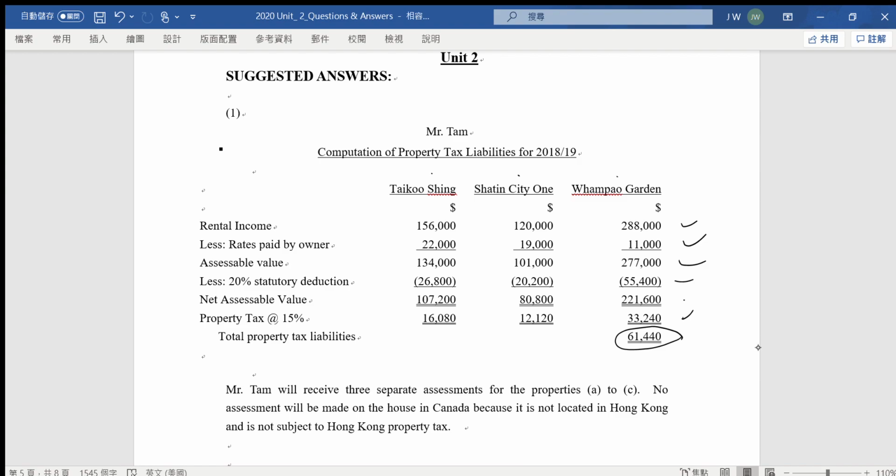And for the second part, we can answer that Mr. Tam will receive 3 separate tax assessments. Okay, should not be in one, but 3 separate assessments. And the one that is in Canada, because that is not physically located in Hong Kong, will not be subject to Hong Kong property tax.